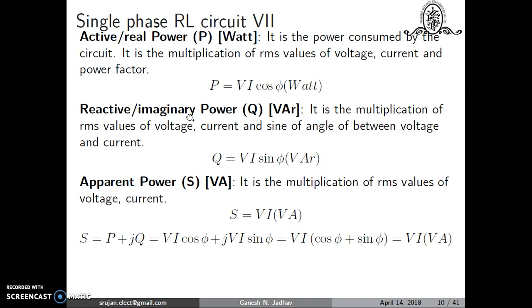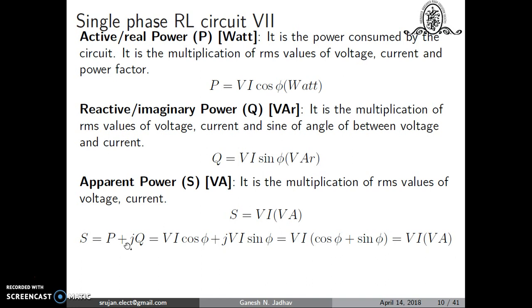How will we define the reactive or imaginary power? Reactive power is denoted by Q, and its unit is VAR, volt ampere reactive. It is the multiplication of the RMS value of voltage, the RMS value of current, and the sine of the angle between voltage and current. That is Q is equal to V I sin phi VAR. How will you get the apparent power S? Apparent power S is the multiplication of the RMS value of voltage and the RMS value of current. So S is equal to VI, that is VA.